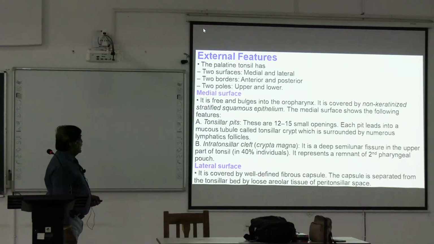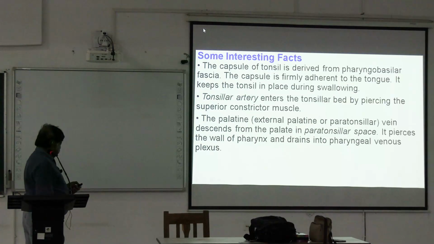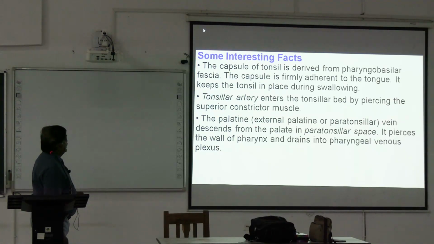Lateral surface is covered by a well-defined fibrous capsule. The capsule is separated from the tonsillar bed by loose areolar tissue of the peritonsillar space. Some interesting facts: the capsule of the tonsil is derived from pharyngobasilar fascia. The capsule is firmly adherent to the tongue. It keeps the tonsils in place during swallowing. Tonsillar artery enters the tonsillar bed by piercing the superior constrictor muscle. The external palatine or paratonsillar vein descends from the palate in the paratonsillar space.